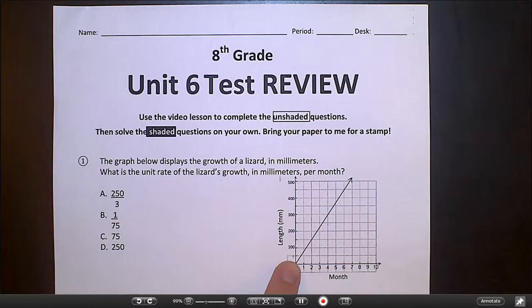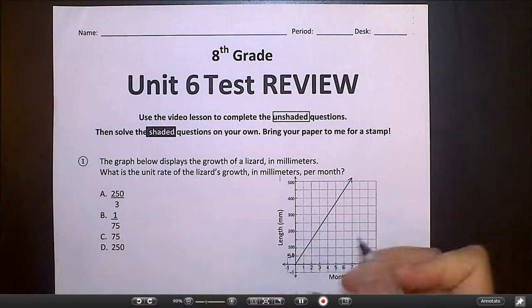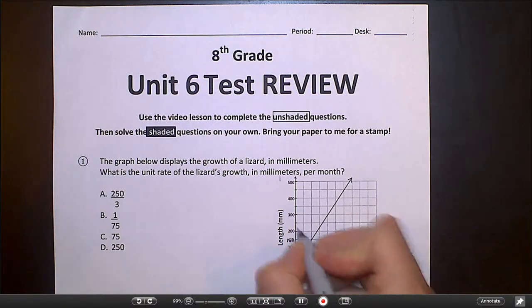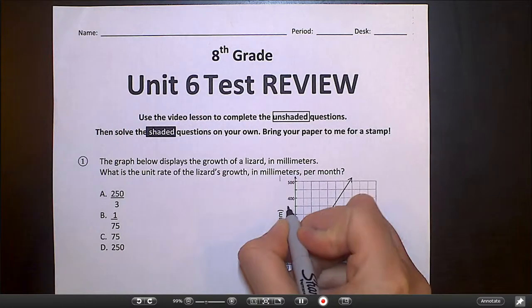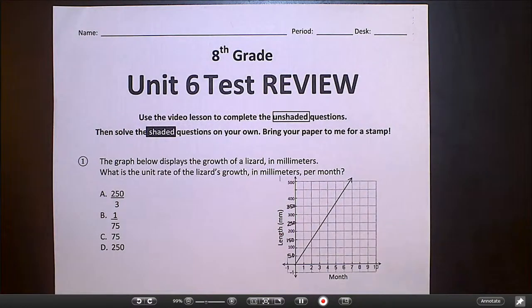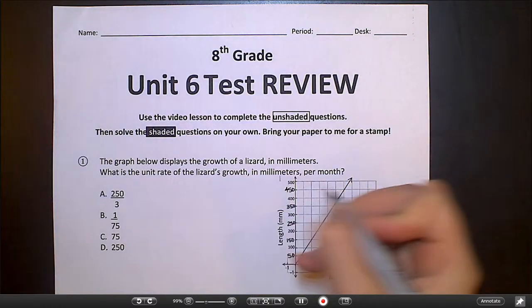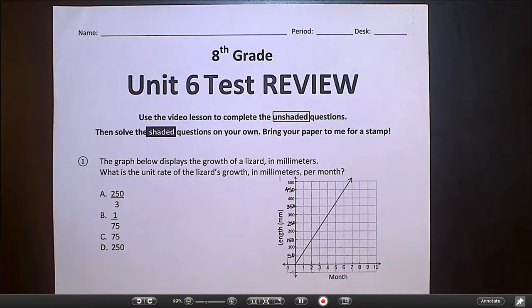So I know that this first line is 50 millimeters, so I'm going to go ahead and write this in. That's 50, then 100, then this is 150, 200, 250, 300, 350, 400, 450, and 500. So I like to go ahead and write those in just so that I don't get confused and think that the scale is a little bit different. So it's asking for the unit rate of the lizard's growth in millimeters per month. So when it says per month, the biggest thing that I want to look at is 1 month.